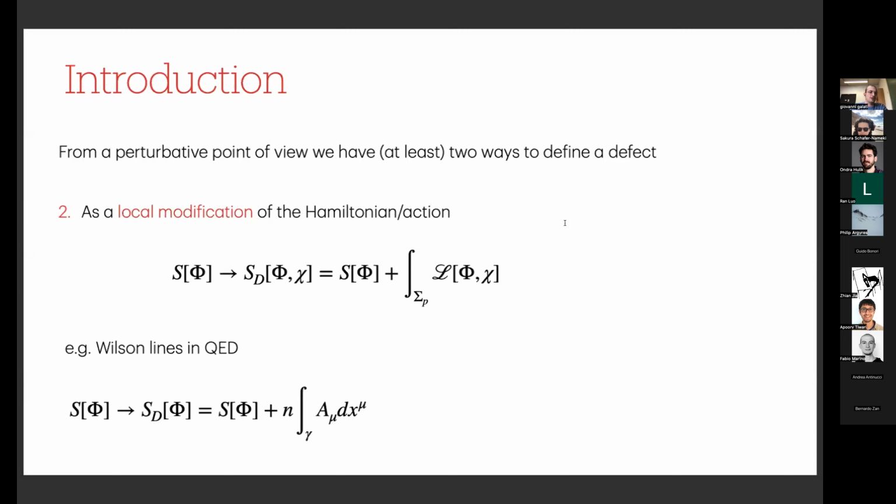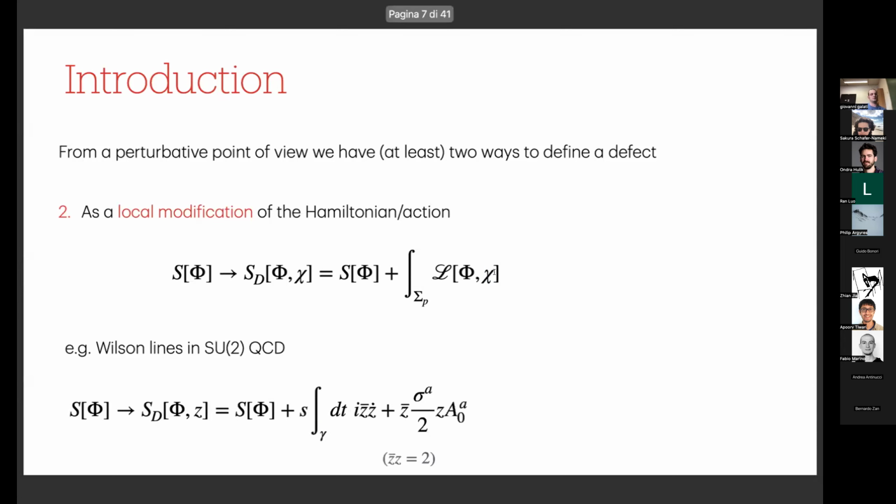Indeed, we can think of the insertion of Wilson lines as a local modification of the action, locally on a line gamma where we integrate the connection. Of course, in abelian gauge theories, we don't need to introduce edge modes. The defect is entirely defined by its coupling to the bulk, so it only depends on the bulk fields.